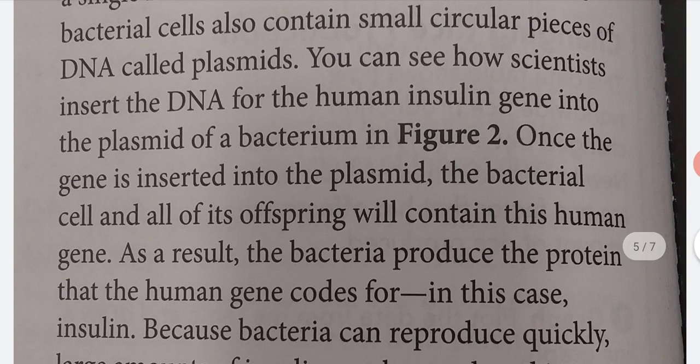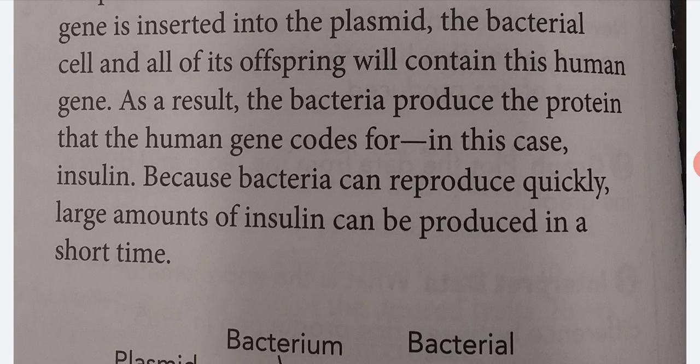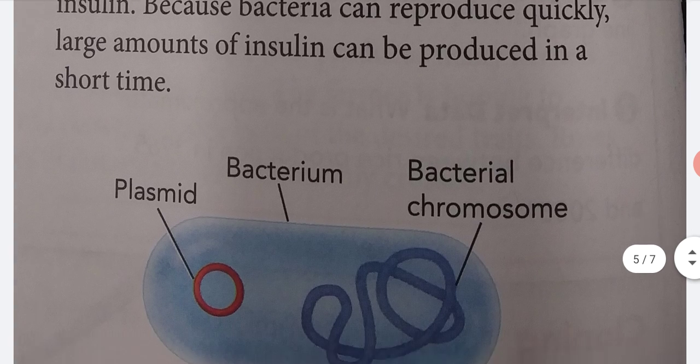You can see how scientists insert the DNA for the human insulin gene into the plasmid of a bacterium in Figure 2. Once the gene is inserted into the plasmid, the bacterial cell and all of its offspring will contain this human gene. As a result, the bacteria produce the protein that the human gene codes for, in this case insulin. Because bacteria can reproduce quickly, large amounts of insulin can be produced in a short time.